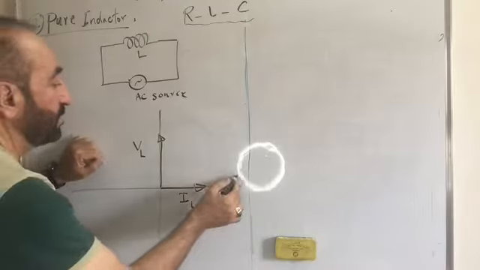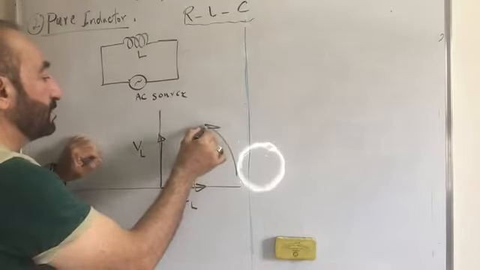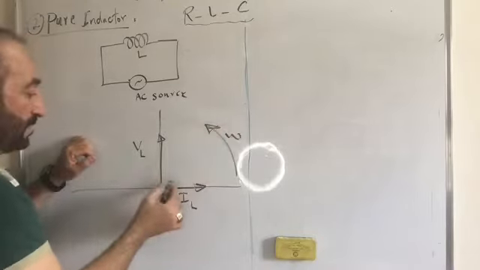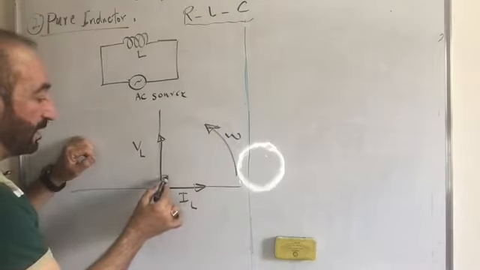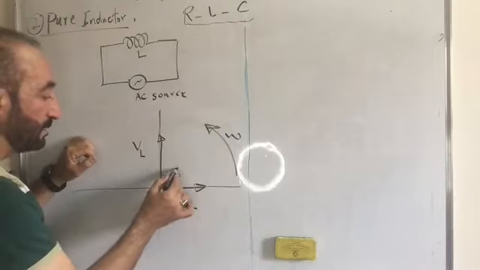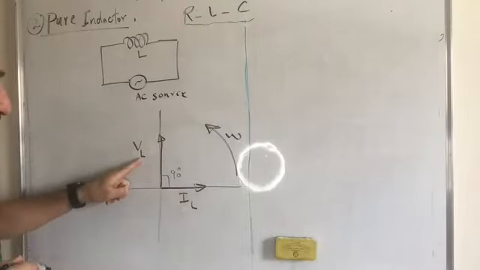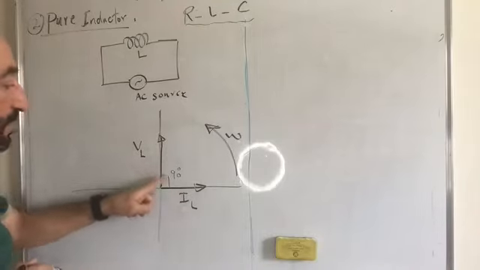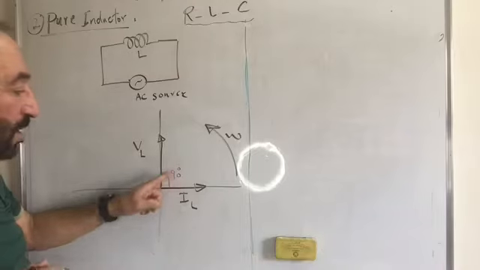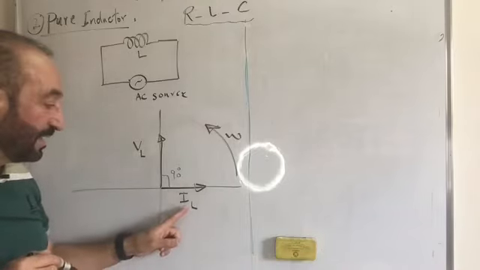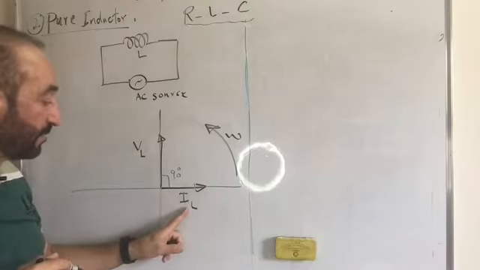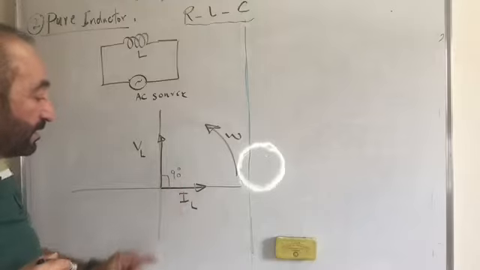Now the movement is counterclockwise, and the angle between V and I equals 90. Here we say V sub L is preceding by an angle of 90, or I sub L is lagging by an angle of 90 degrees.